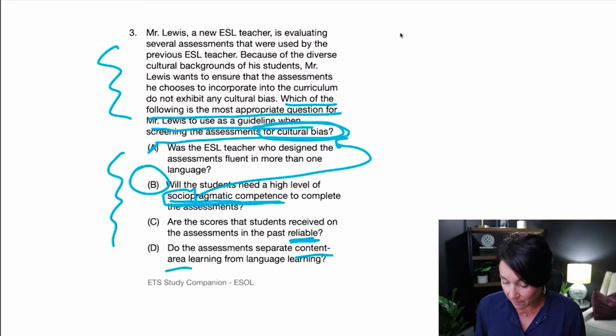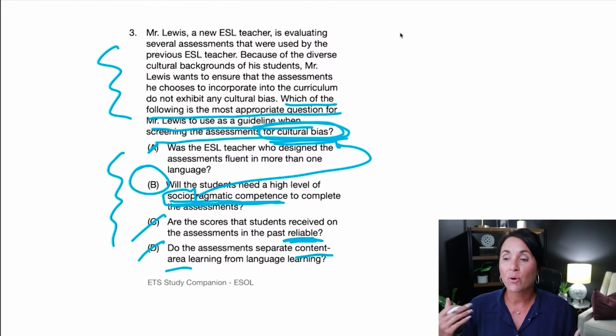Now, the reliability of the scores doesn't really have anything to do with what's going on here. And do the assessments separate content learning from language learning? That has nothing to do with cultural bias. When we're screening tests for cultural bias, we want to make sure that we are in fact assessing language and not assessing students' understanding of our society or our culture.